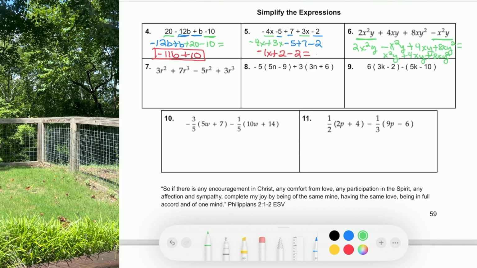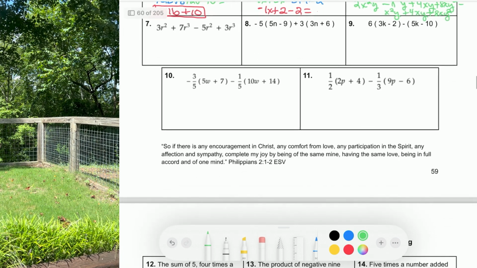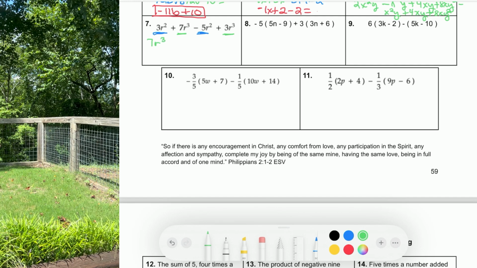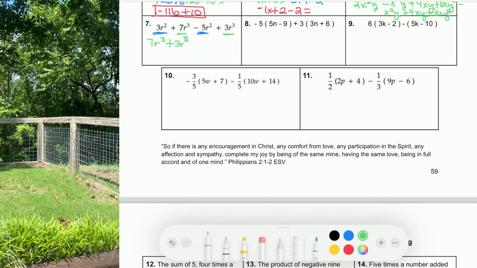Number 7. We have 3r squared plus 7r cubed minus 5r squared plus 3r cubed. So let's group our r's together that are alike, the ones that have matching exponents, and then work on combining them. So I have 7r cubed plus 3r cubed. Because there's a plus sign in front of that 3, that's why I take that plus sign with it.